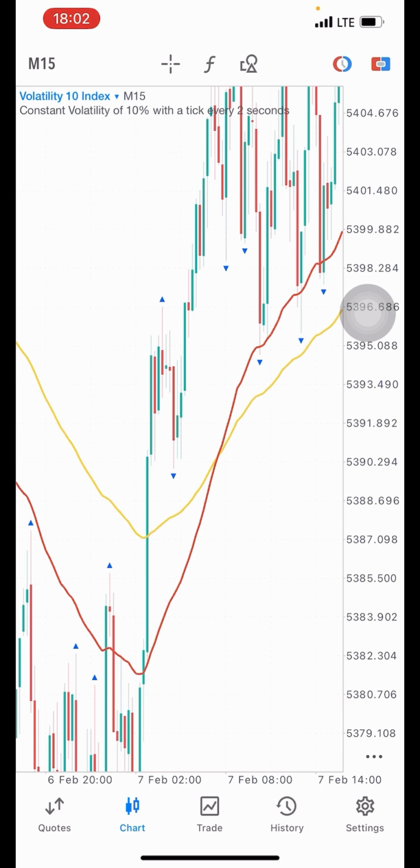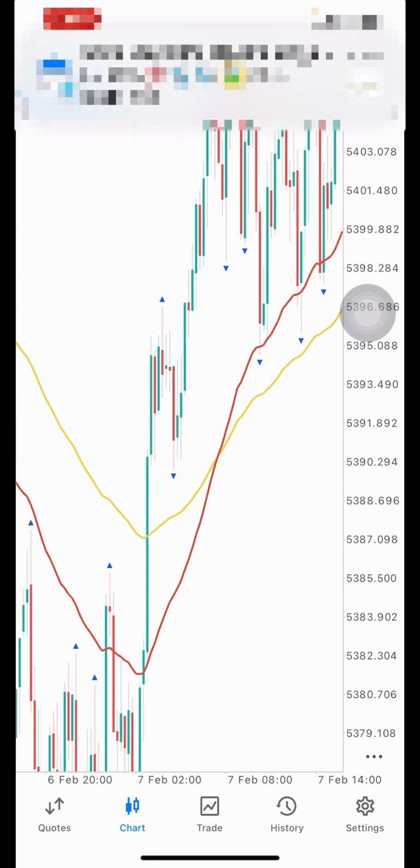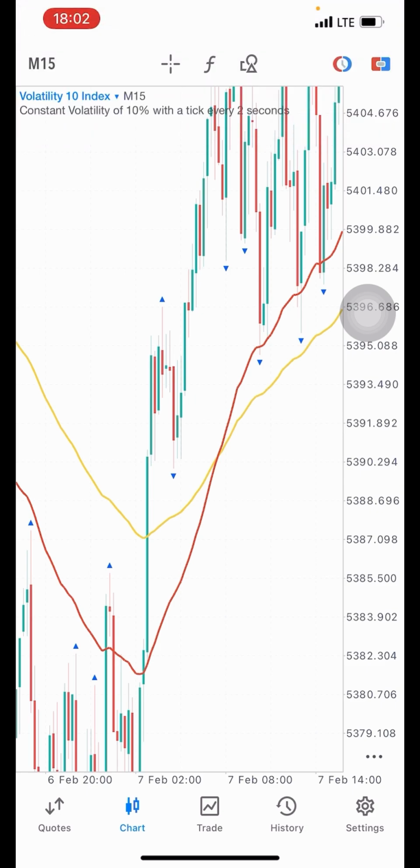Without wasting much of our time, I'm going to quickly explain how to take entry and exit with this strategy, and after that I'll be explaining how to set it up. The first condition you want to observe before taking an entry with this strategy is price breaking above these two moving averages, the red and the yellow.